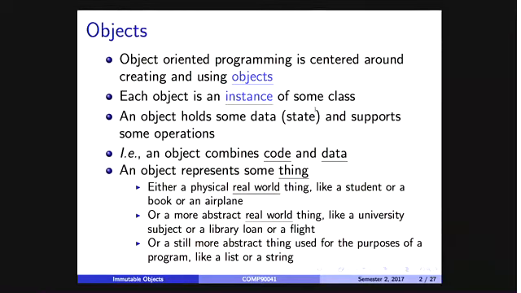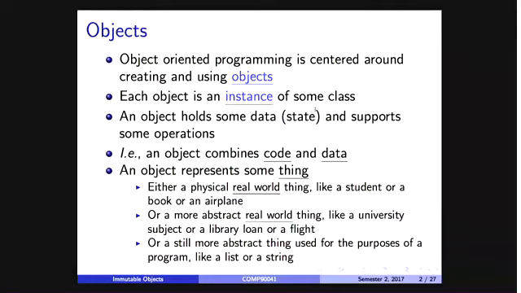An object is meant to represent something, a thing, and that can be a thing in the real world, like a student or a book or an airplane. It could also represent a more abstract kind of concept that still reflects the real world, but not a physical thing you could touch, such as a university subject. You can't touch this subject, or a library loan, or a flight on an airplane.